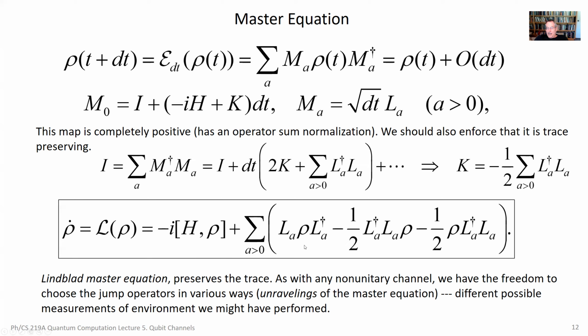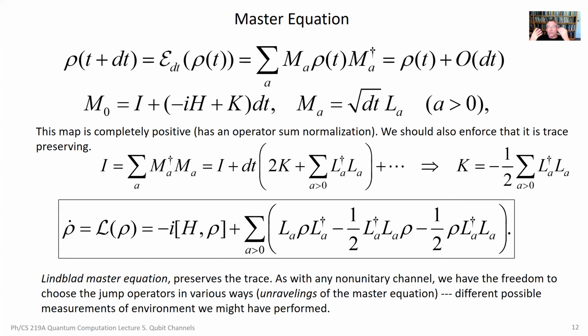And then if I take the trace of each one of these terms for each value of a, again, because the trace is cyclic, I can take L_a adjoint over to the left-hand side here. I can take this L_a adjoint L_a over to the left-hand side. And so when I take the trace, it's the trace of L_a adjoint L_a rho, then minus L_a adjoint L_a rho from adding up these two terms and using the cyclicity of the trace.